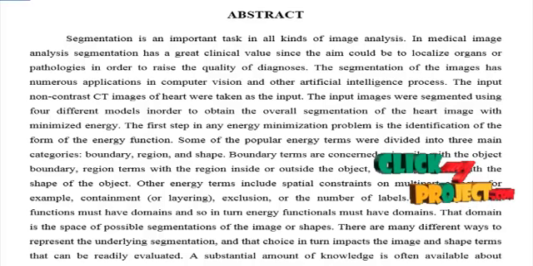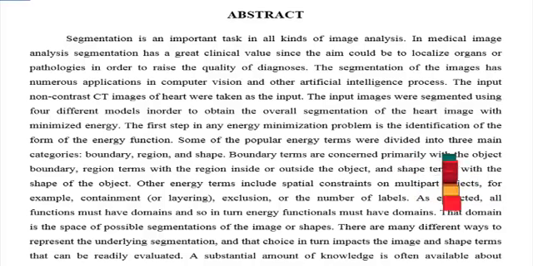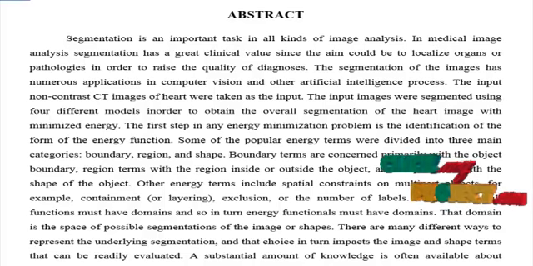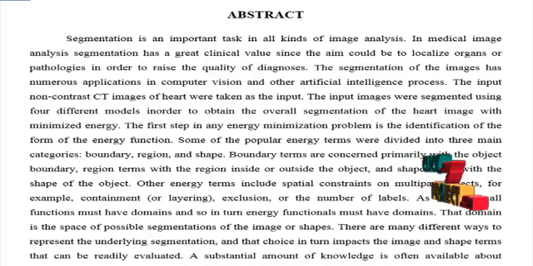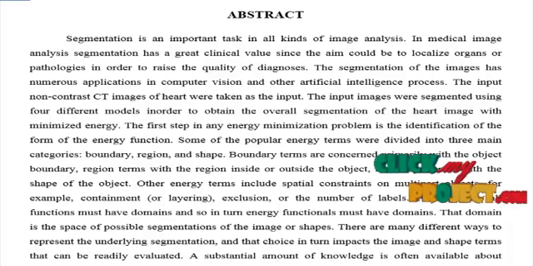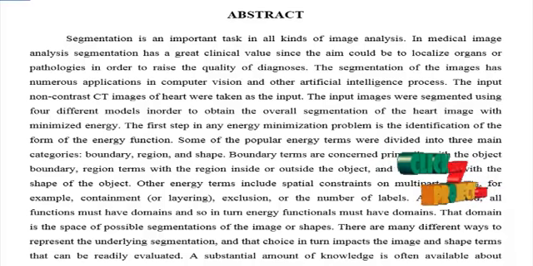The boundary, region, and shape energy terms were used in this process. Boundary terms are concerned with the object boundary regions, the region outside or inside the object. The shape term relates to the shape of the object, and the other energy terms include spatial constraints on multipart objects, for example, layers, exclusions, or labels.